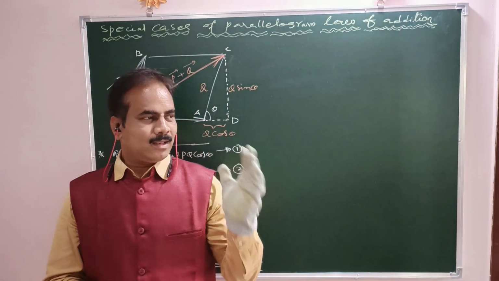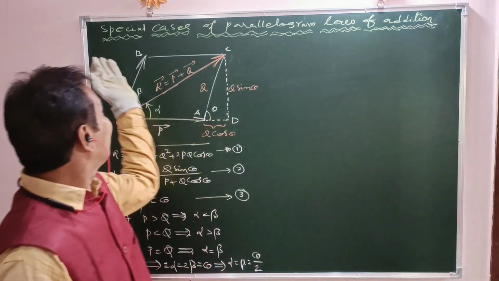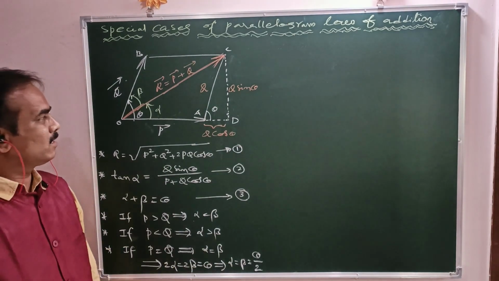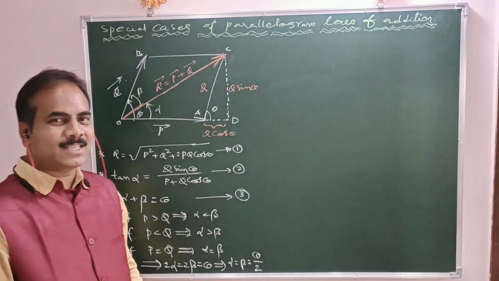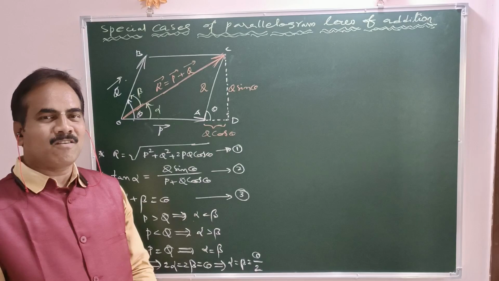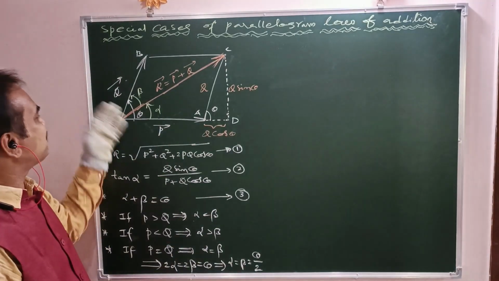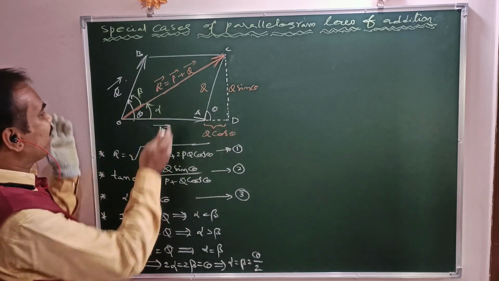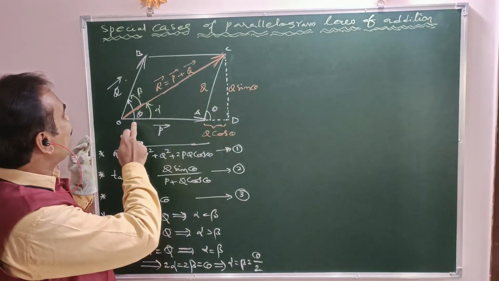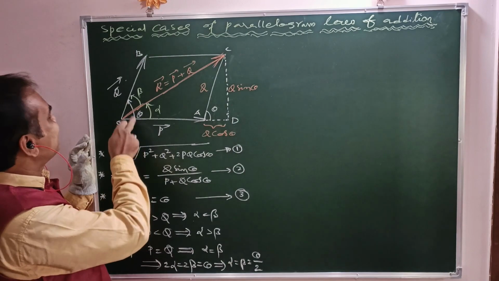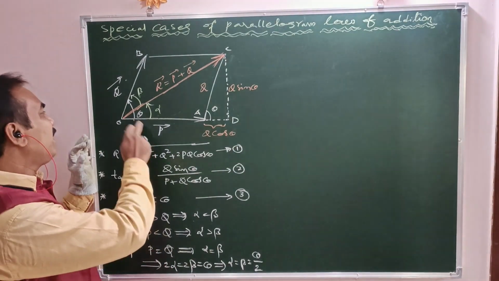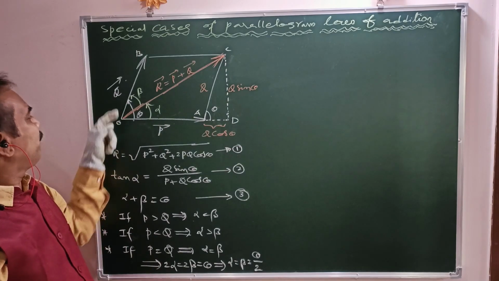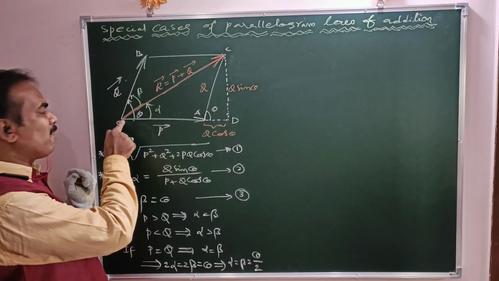Okay, let us discuss special cases of parallelogram addition. In the previous class, we came across finding the resultant of two vectors by constructing a parallelogram. Here p bar and q bar are the given vectors to be added. The angle between these two parent vectors is theta. These two are taken as the adjacent sides of the parallelogram drawn from the common point O.